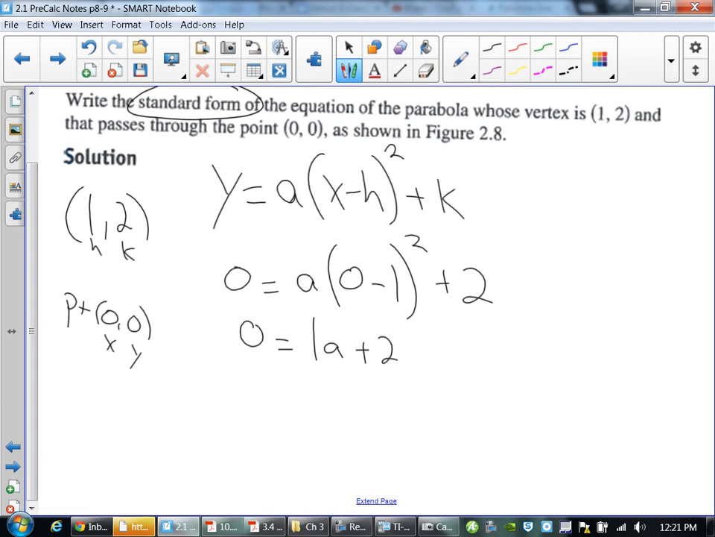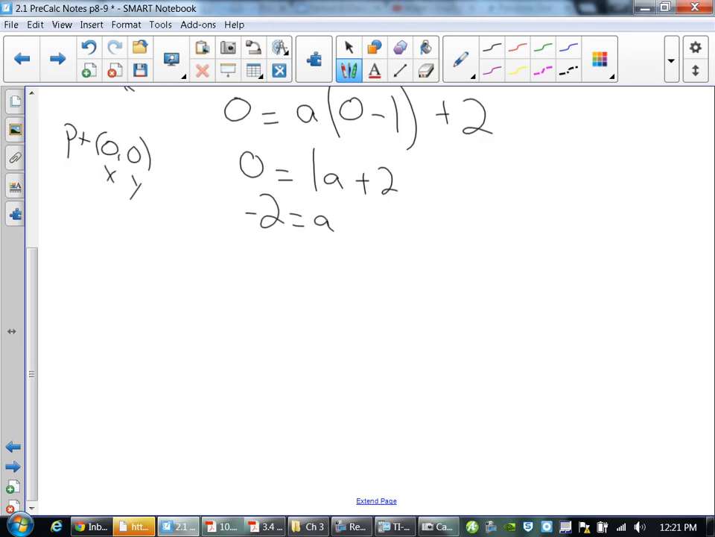Move the 2, what do you do? Subtract it. So what's a? A is negative 2. What we're doing here is solving for the value of a. What is that multiplier, if you will? You knew your h and k was already 1 and 2, so you have your a and your h and k. So you just fill in the blanks then. y equals negative 2 times the quantity x minus 1 squared plus 2.